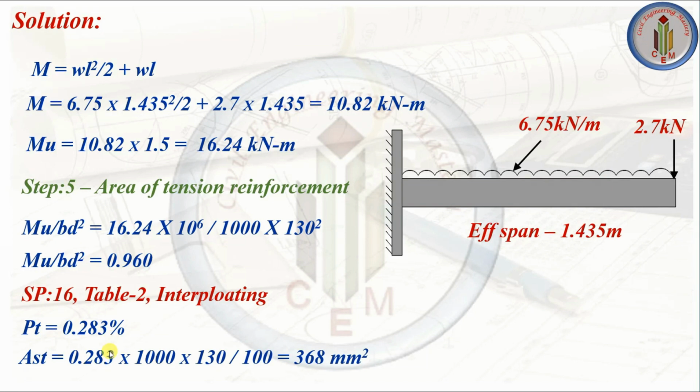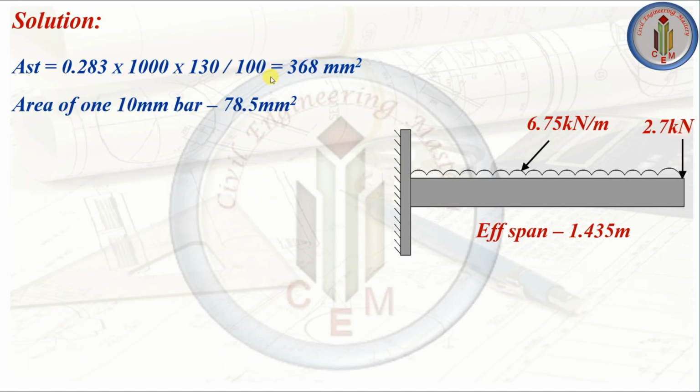Ast is 0.283 percent multiplied by bd, where bd is breadth times depth, divided by 100. So we get 368 millimeter square. We know the Ast. Next we need to find out the spacing. For that we need to know the area of one bar. So here we are considering a 10 mm dia bar. The area of one 10 mm dia bar is 78.5 millimeter square.